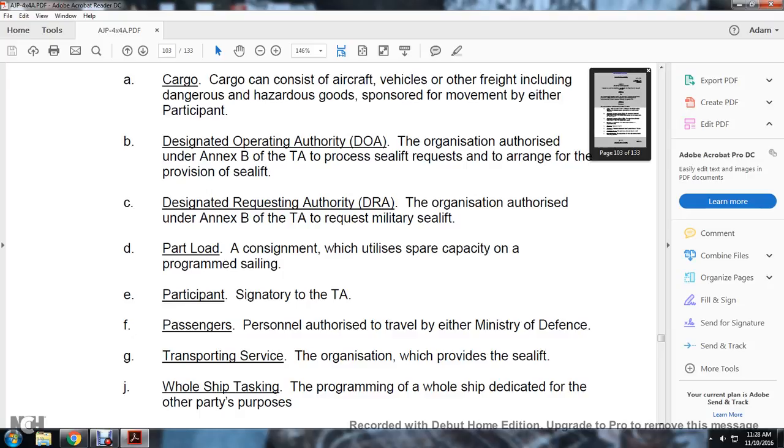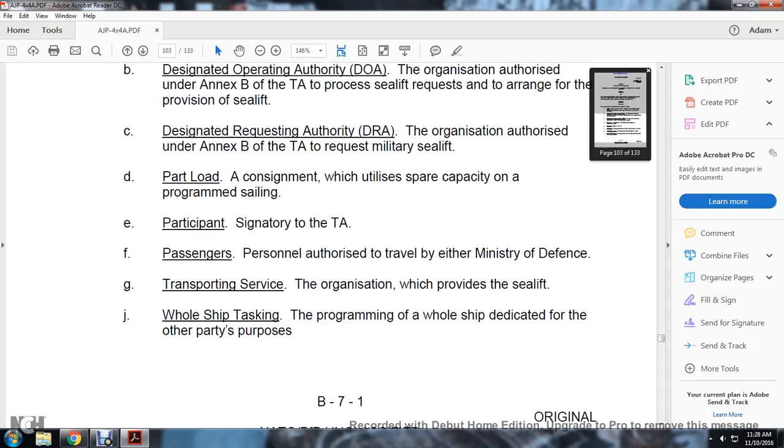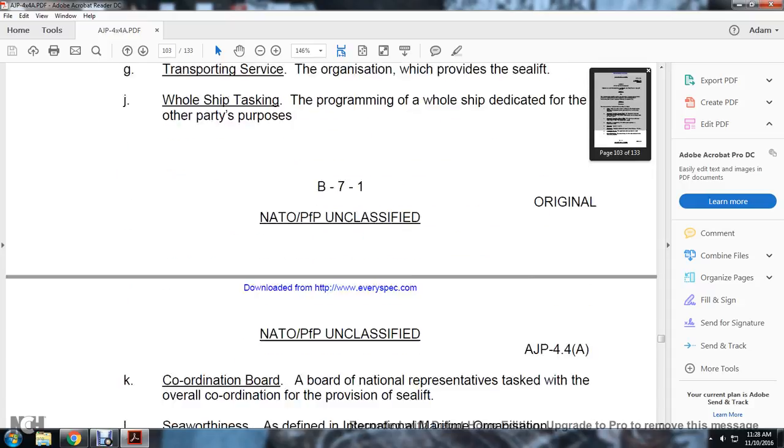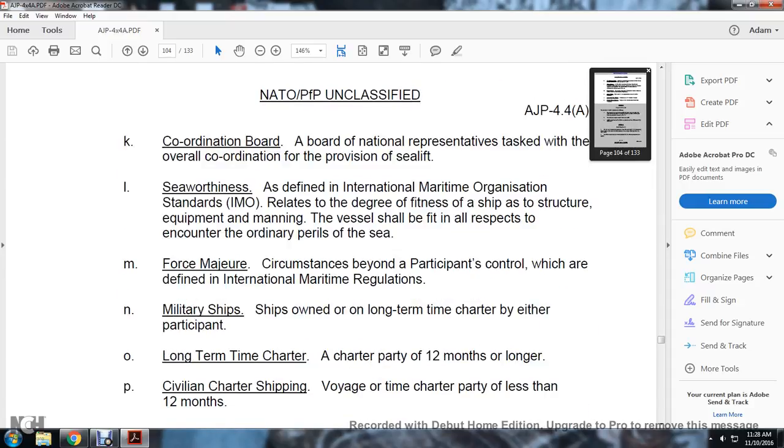Passengers, personnel authorized to travel with the military defense transportation services. The organization will provide CLIF to a whole ship tasking, the programming of a whole ship dedicated to the other parts of the purposes. Coordinated with the Board of National Representatives, tasked with the overall coordination of the provision of CLIF.